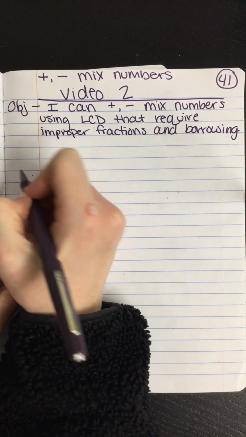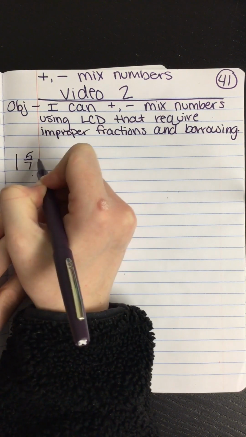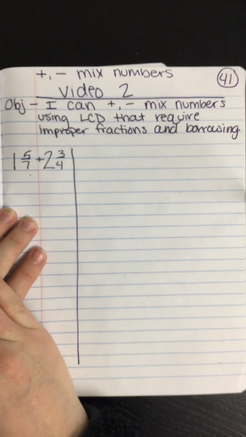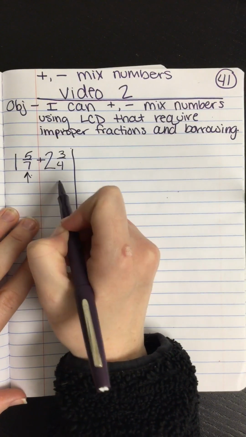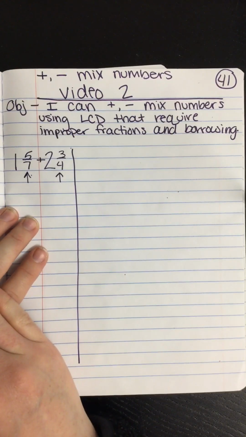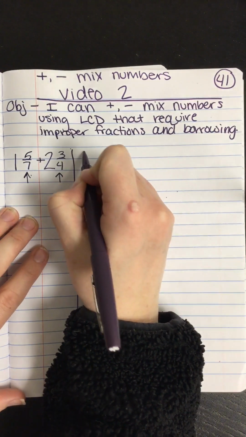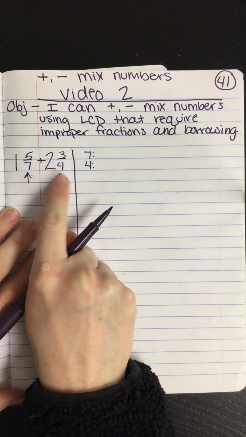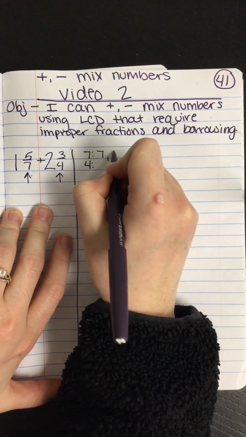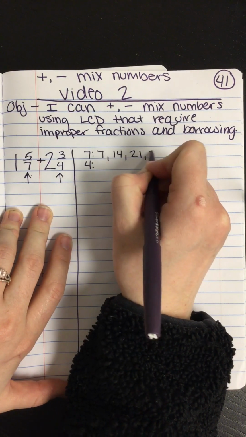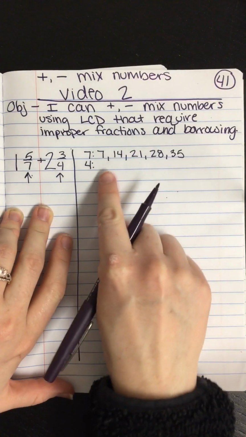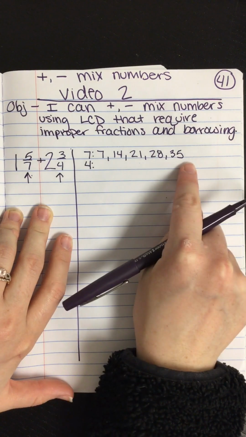So our first problem is 1 5/7 plus 2 3/4. So again, we look at the denominator to find the least common denominator. These are unlike, so we have to change them to make them like. So that's when we do our multiples of 7 and 4, because those are our denominators. So we have 7, 14, 21, 28, 35. I usually start with 5 multiples, but you can start with however many you need.